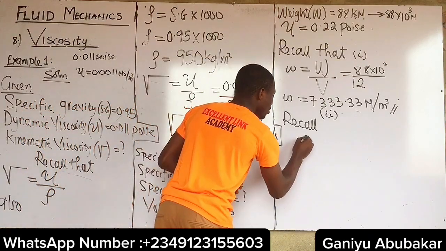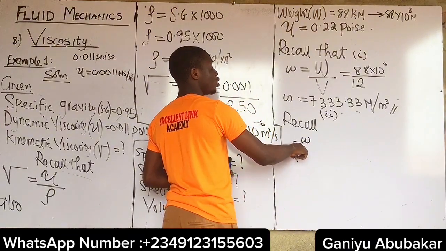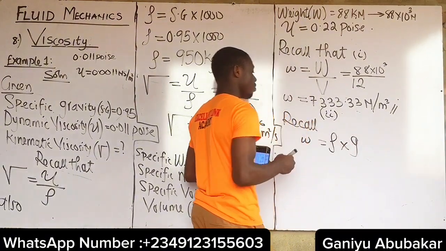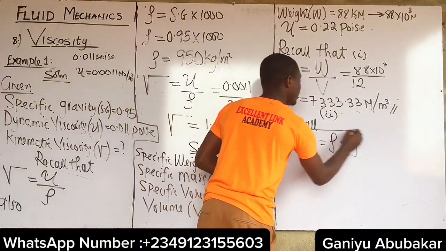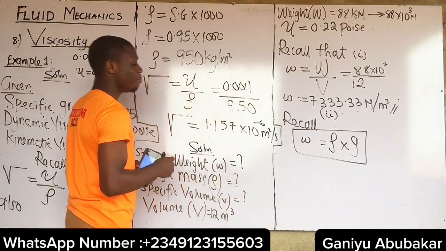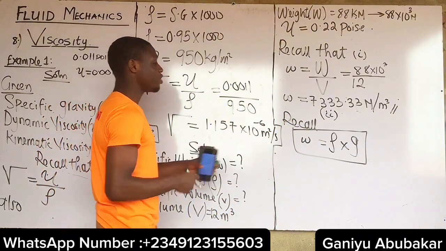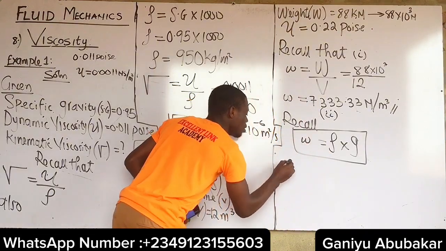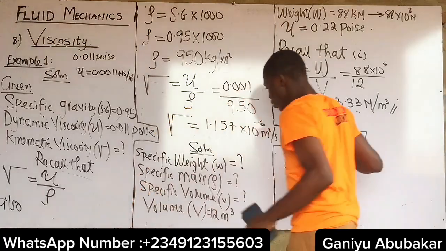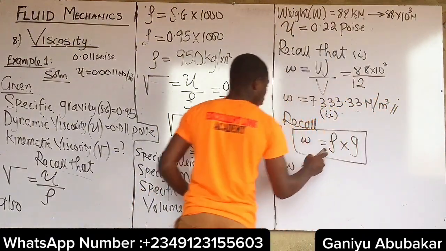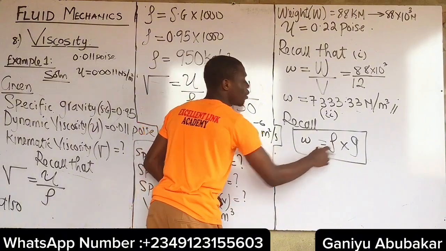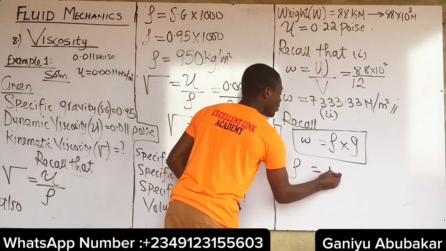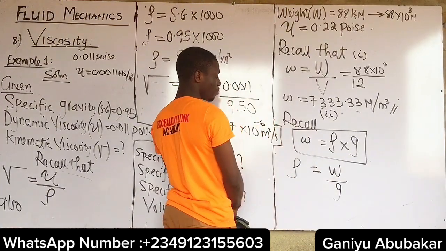We said that specific weight is equal to what? Rho times g. Recall this one very well, please. Recall that we said specific weight is equal to mass density times g. This formula was derived when we were discussing the relationship between mass density and weight density. So we're saying that small w equals rho times g. So rho is unknown, sorry. So I'm looking for rho, that's the concept. Let's make rho the subject. Rho, which is mass density, is equal to weight all over gravity.